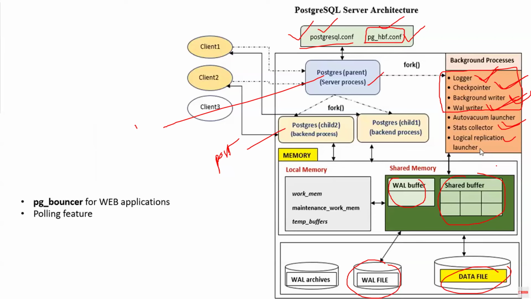What is PgBouncer? What is the pooling feature? This is very important, because whenever multiple web applications are connected to the postmaster server process, we may experience some time lags. To avoid these, we are going to create PgBouncer, which will improve connectivity speed, and we are going to create the pooling feature, all the stuff.